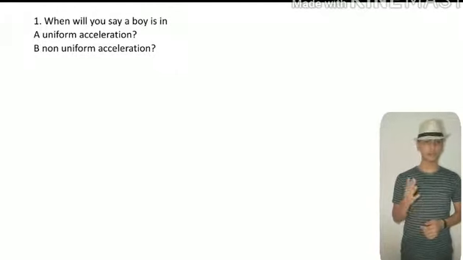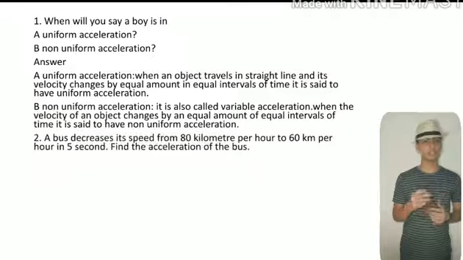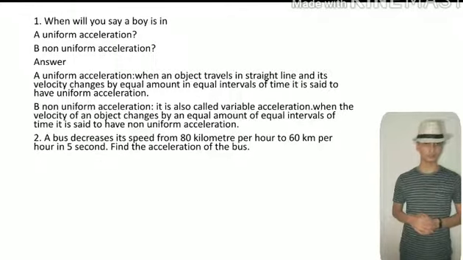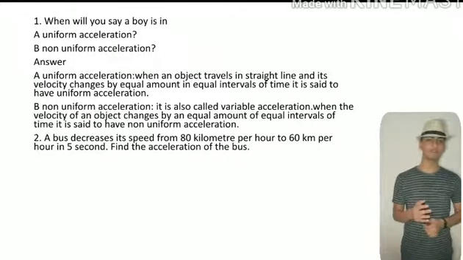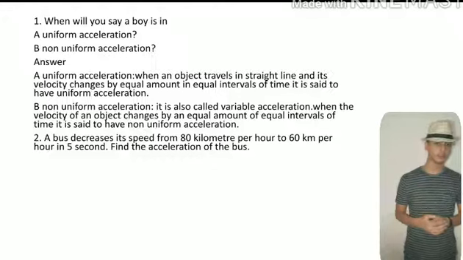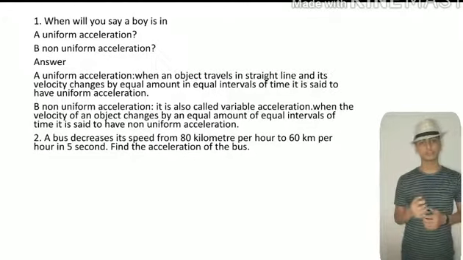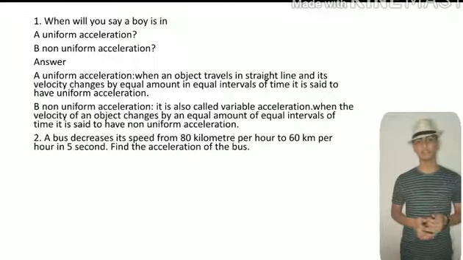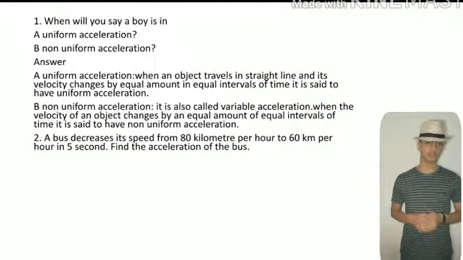So we will be saying a body is in uniform acceleration when the object travels in a straight line and its velocity changes by equal amounts in equal intervals of time. It is said to have a uniform acceleration. Whereas we will be saying a body is in non-uniform acceleration, also called variable acceleration, when the velocity of an object changes by unequal amounts in equal intervals of time. It is said to have a non-uniform acceleration.